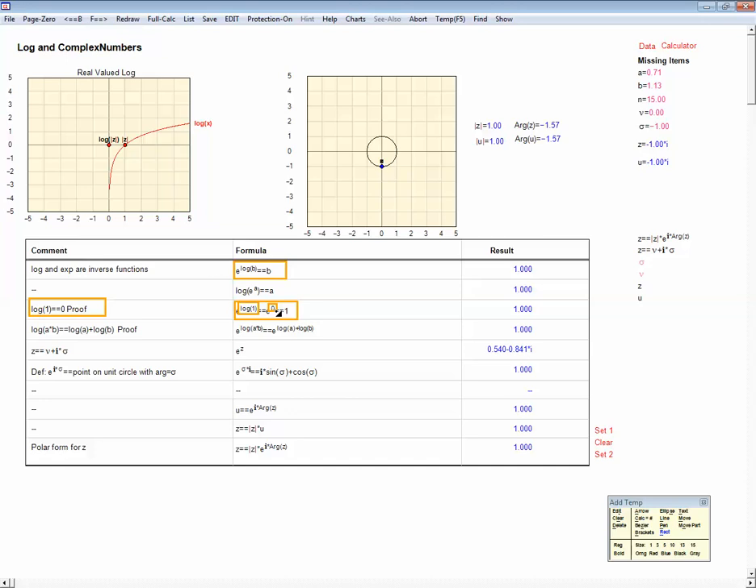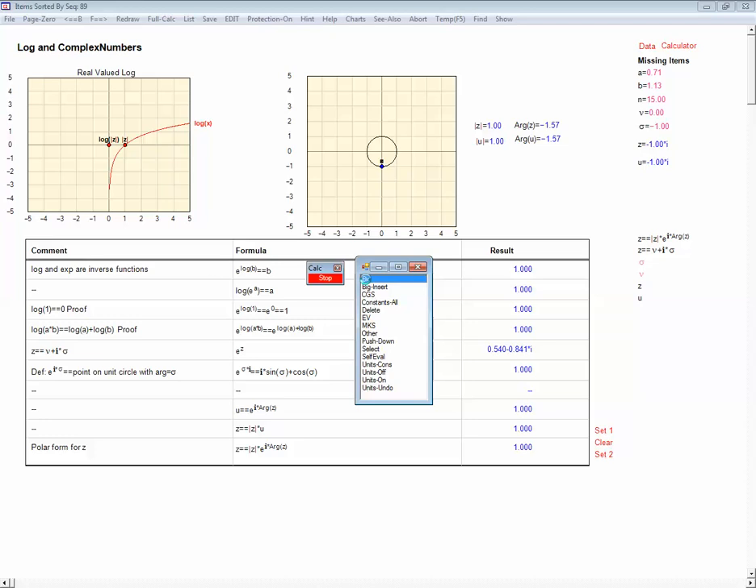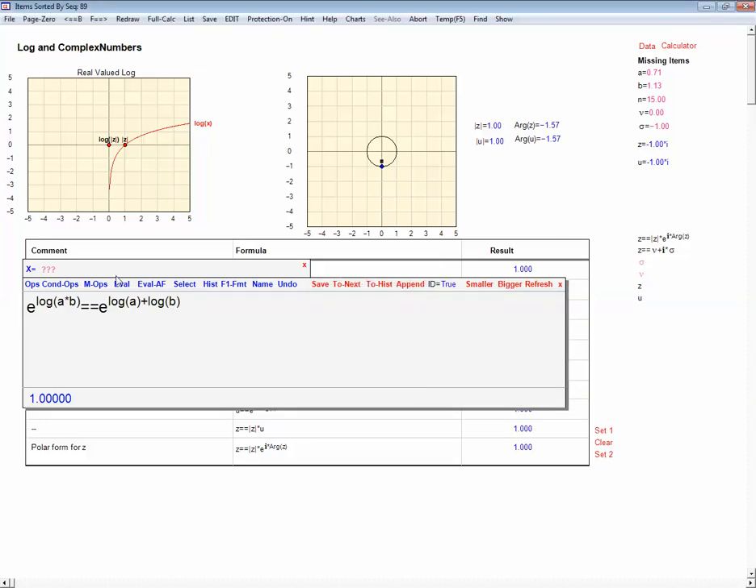Now, the second thing that we want to know about logs is this identity here. The log of AB is the sum of the two logs. How do we prove that? Well, we prove it using this identity one more time. In other words, we're going to look at this and show that this is true. And how do we do that? Well, let's just look at it for a little practice.